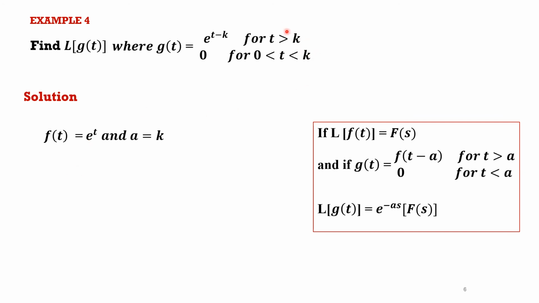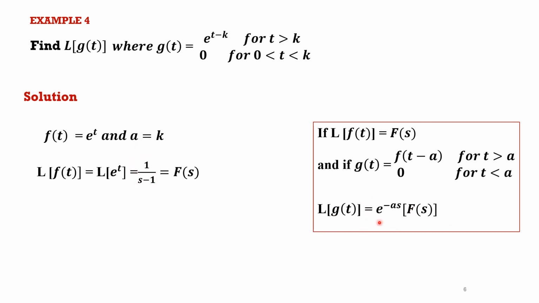A is equal to the limit here, that is k. And if I remove minus k from here, we will be left with the function e raised to t. That is f of t is equal to e raised to t. A is equal to k. Calculate L of f of t. That is L of e raised to t. E raised to t is 1 upon s minus 1. This is our f of s.